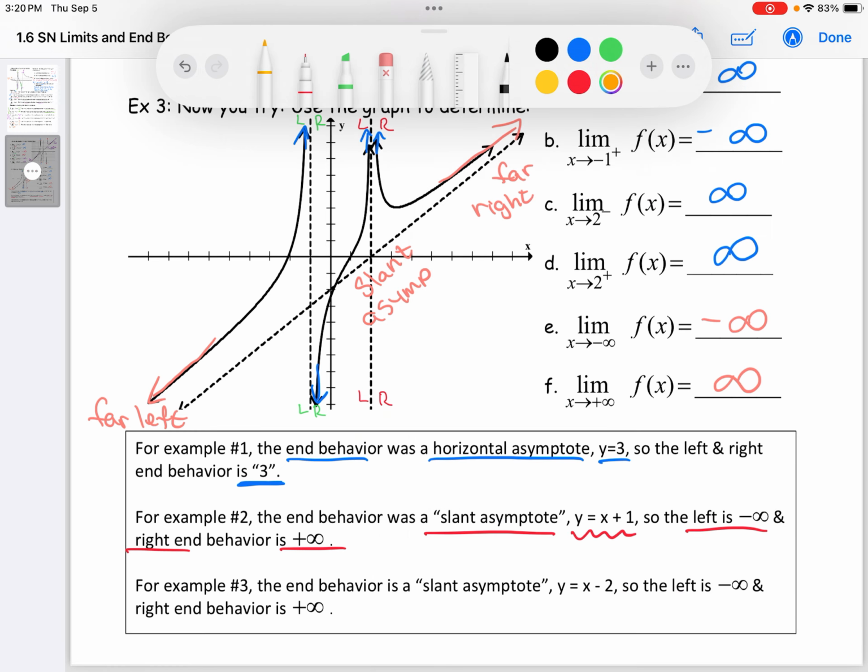On example 3, there was another slant asymptote with its equation, y equals x minus 2. The left went to negative infinity and the right went to positive infinity. Limits are asking you what direction the y values are going as x's are close to something.